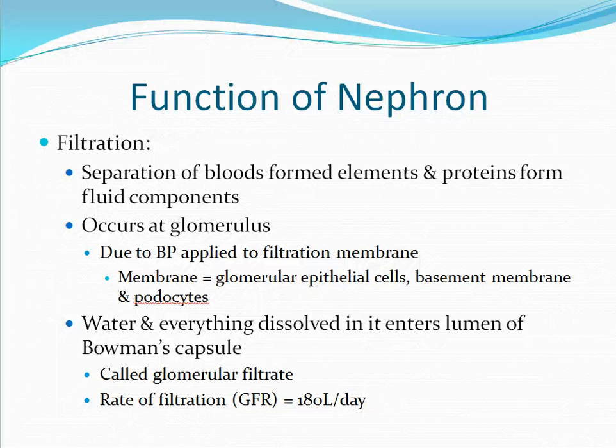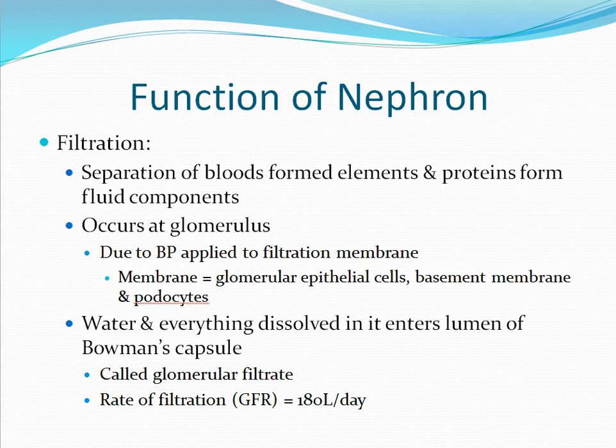Filtration involves the separation of blood's formed elements and proteins from its fluid component. This occurs at the glomerulus due to blood pressure that is applied to the filtration membrane. This filtration membrane consists of the glomerular endothelial cells, their basement membrane, and the podocytes of the Bowman's capsule. Water and everything dissolved into it will enter into the lumen of the Bowman's capsule. This is known as the glomerular filtrate.